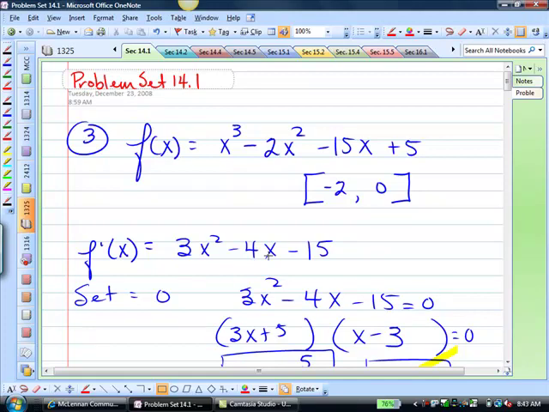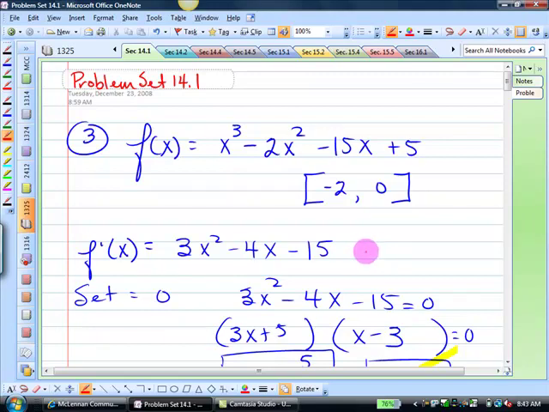Okay? All right, then we're going to go to number 3. And number 3 I do have on the screen. And this is what the problem looks like. They give you a function, x cubed minus 2x squared minus 15x plus 5, and then you're given an interval, -2 to 0. So remember the steps. First we take the derivative. So that's what's happening here. The derivative of that thing is 3x squared minus 4x minus 15.